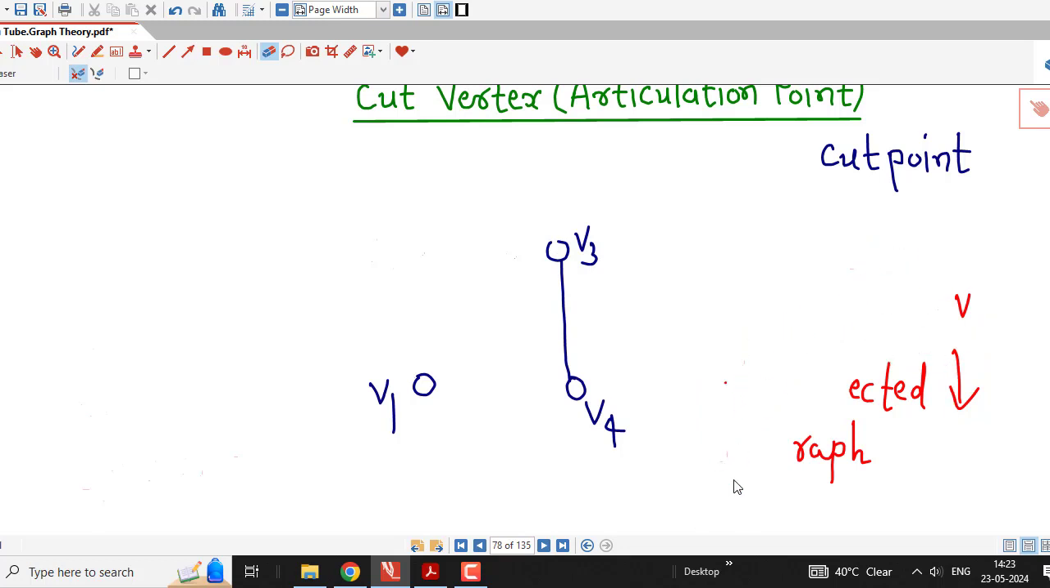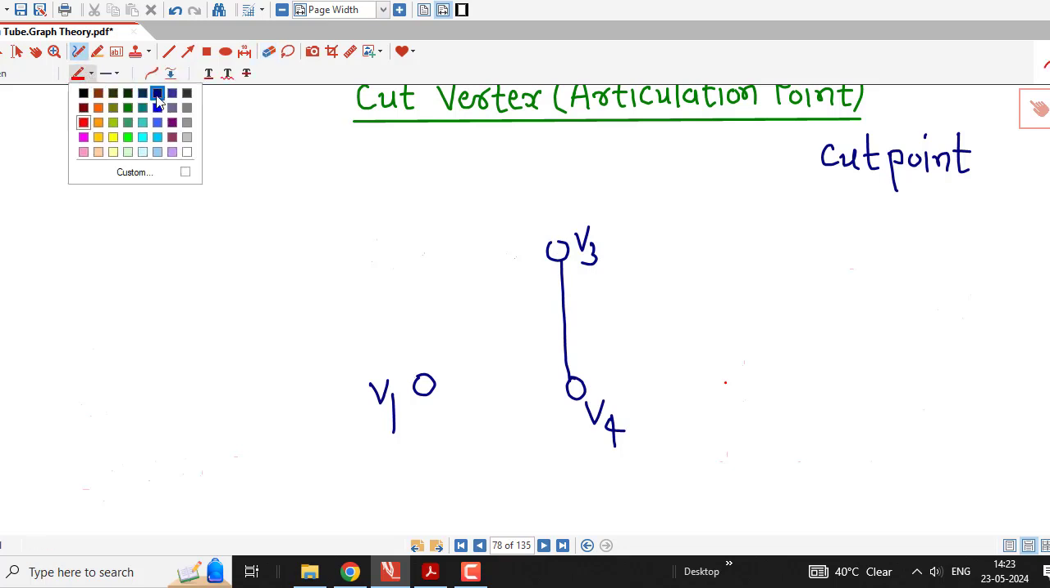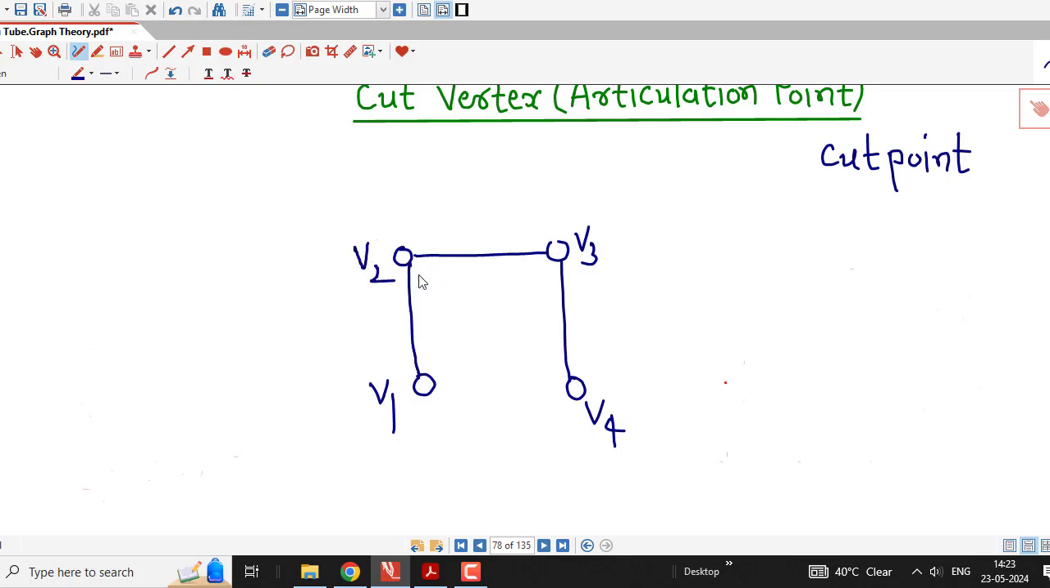So for that we again sketch the original graph. Let me again draw this vertex V2 and edges incident with V2. Now if I remove vertex V4 and the edge incident with V4, then I will obtain a connected subgraph. So V4 is not a cut vertex. So let me try for V3.